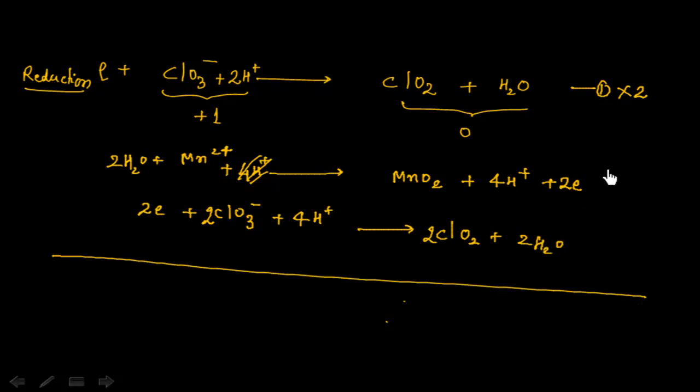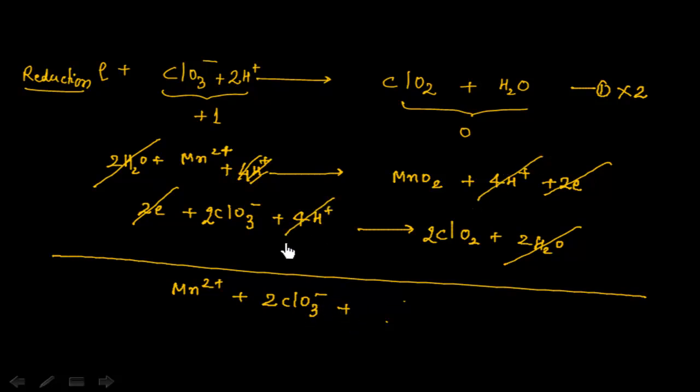Now let us add these two equations. 2H2O also gets cancelled, so we will have Mn2+, and 4H+ also gets cancelled, so we will have simply MnO2 plus 2ClO2. So this is the balanced equation.